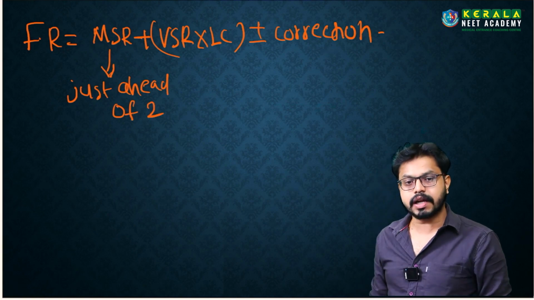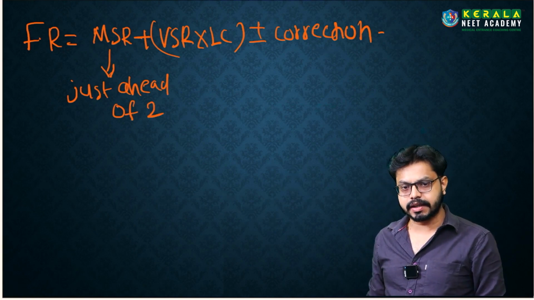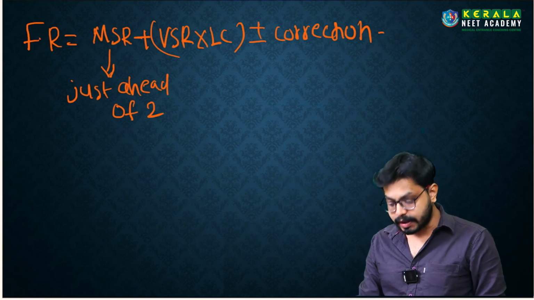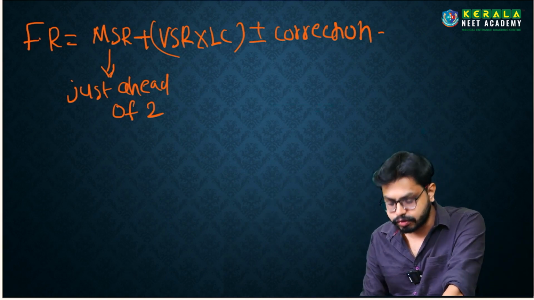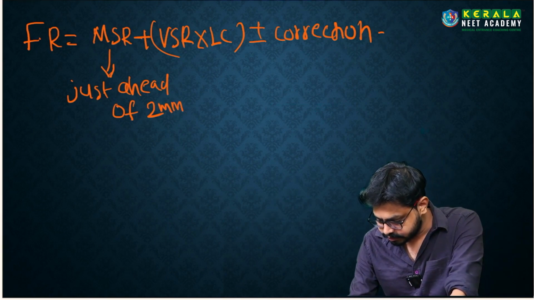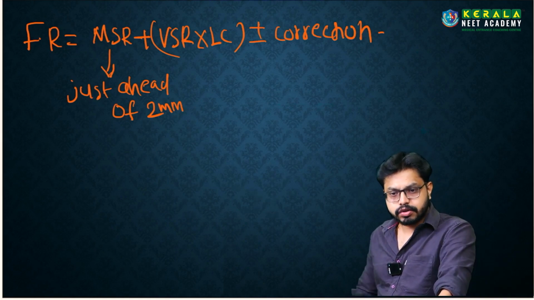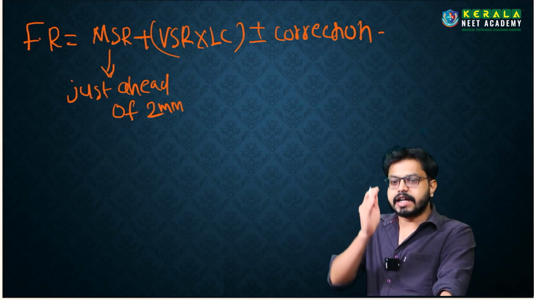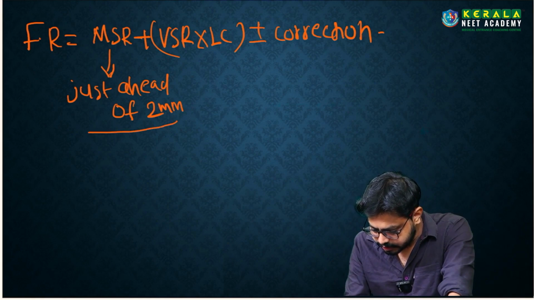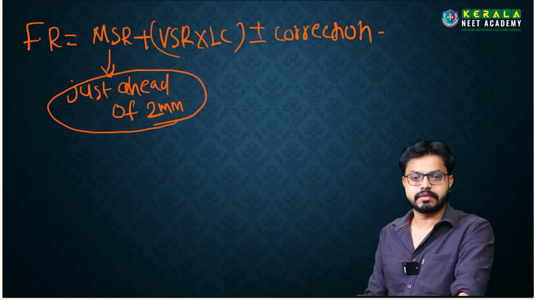Just ahead of 2, what is the reading? Main scale reading. When I say just ahead of 2, you have to take 2. Just ahead of 2 millimeter. Like just ahead of a point, then that will be what? That is the main scale reading.